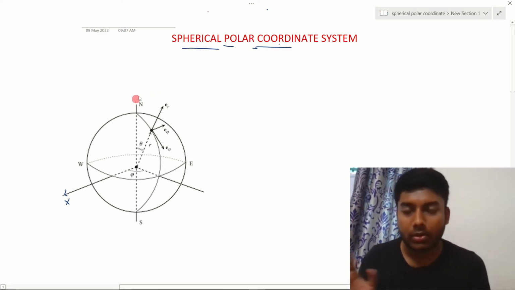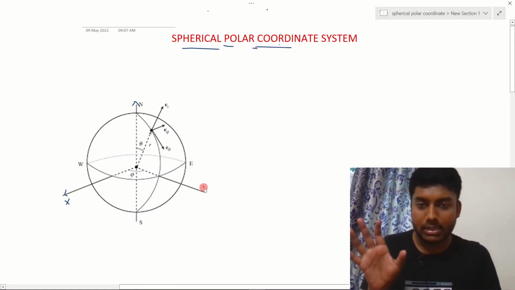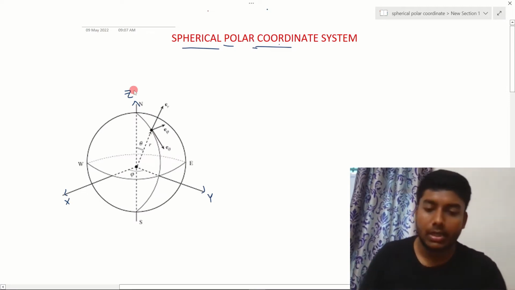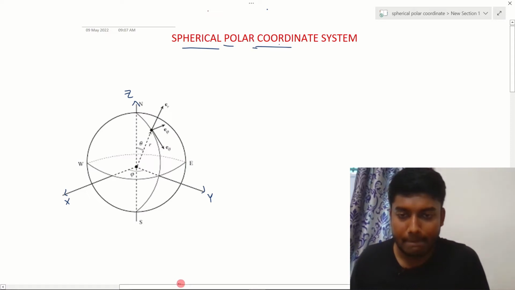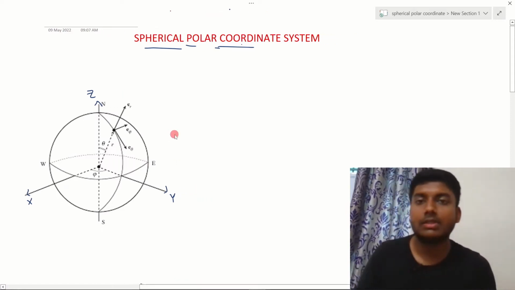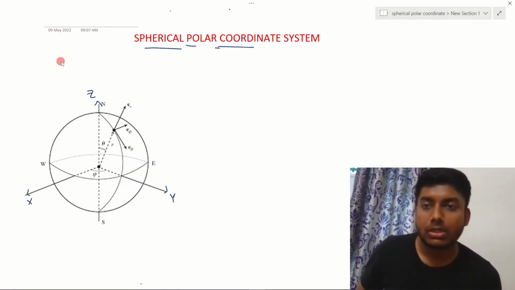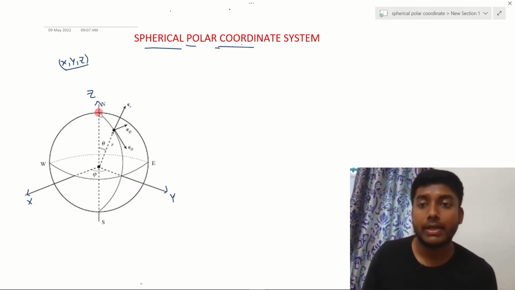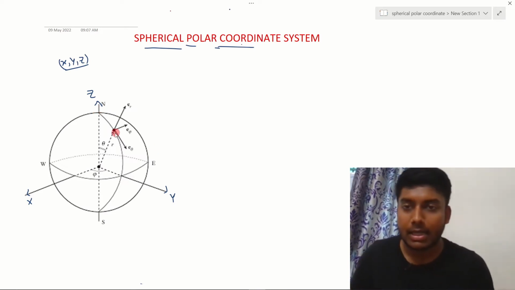Okay, now coming to the main point. Suppose this is our x, this is our y, and this is our z. That means this is the Cartesian coordinate system. Forget about this sphere. In our Cartesian coordinate system, there are three coordinates, x, y, z. These three coordinates are sufficient to locate any point in 3D space, right?